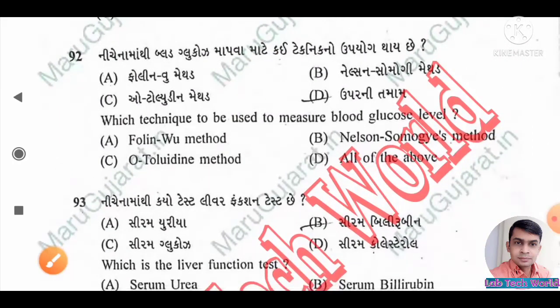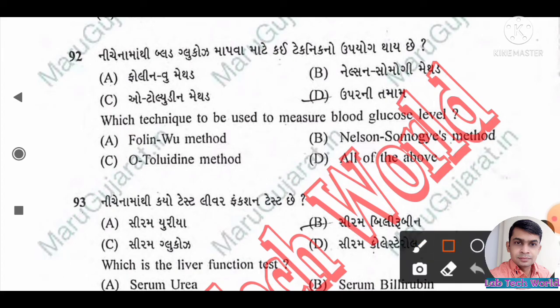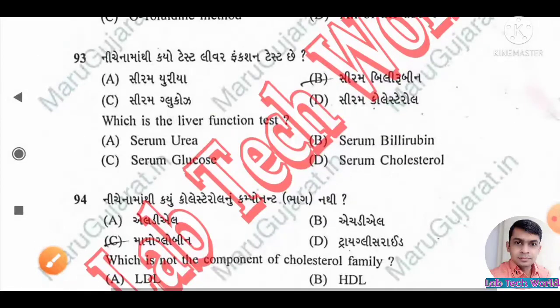Move to the next question, number 92. Which technique is used to measure blood glucose level? Options: A Folin-Wu method, B Nelson-Somogyi method, C orthotolidine method, D all of the above are correct. And the correct answer for this question is D, all of the above are examples of methods or techniques that are used to measure blood glucose level. So D, all of the above, is the correct answer for this question.